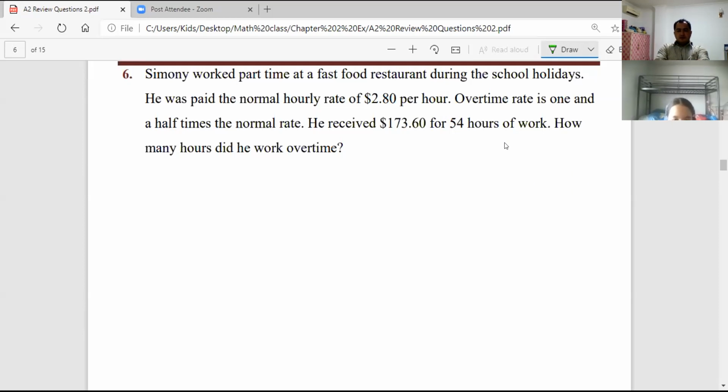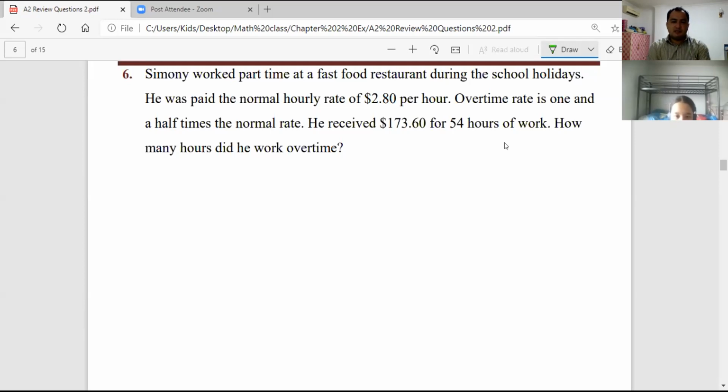Simony worked part-time at a fast food restaurant during the school holidays. He was paid the normal hourly rate of $2.80 per hour. Overtime rate is 1.5 times the normal rate. He received $173.60 for 54 hours of work. How many hours did he work overtime? Okay, now I think you understand the problem. Yeah, I understood it.